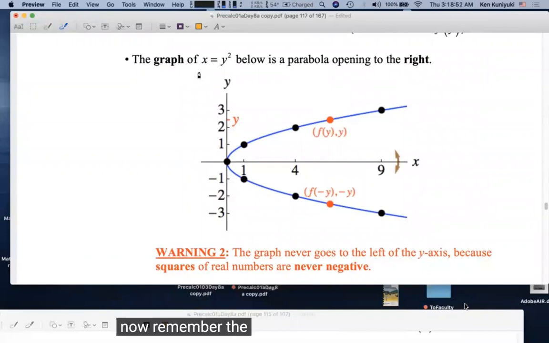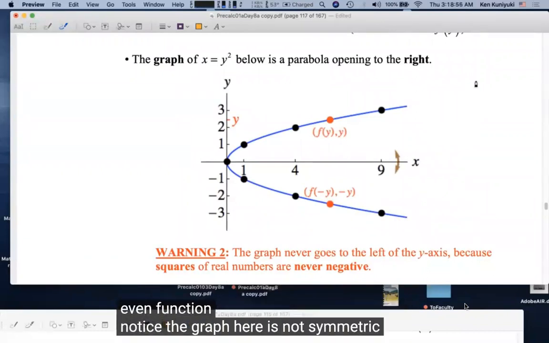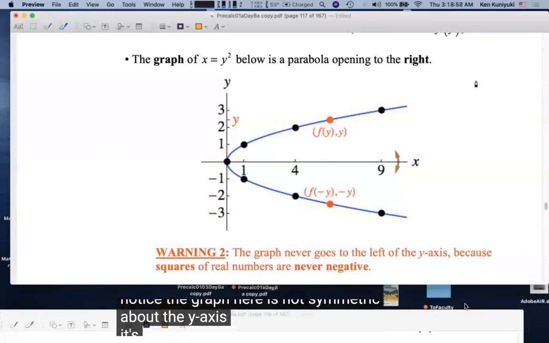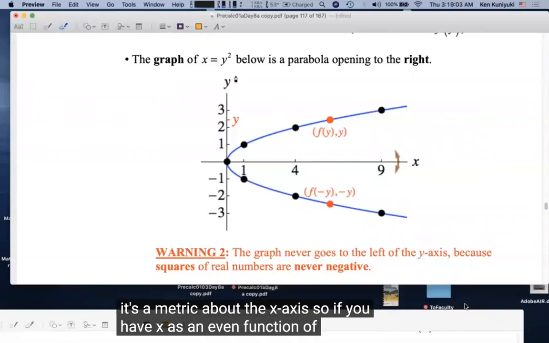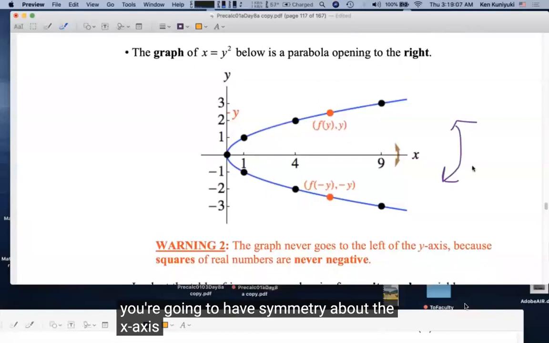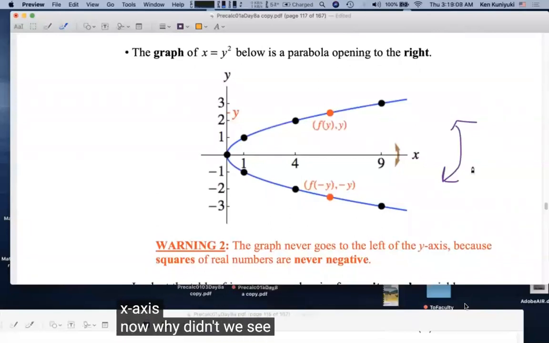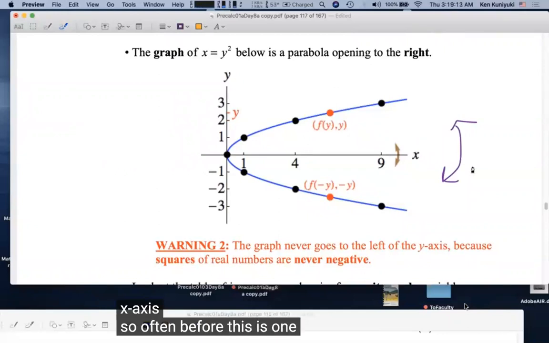Now, remember, the squaring function is an even function. Notice the graph here is not symmetric about the y-axis, it's symmetric about the x-axis. So if you have x as an even function of y, you're going to have symmetry about the x-axis. Now, why didn't we see symmetry about the x-axis so often before? This is one of the few times we've seen symmetry about the x-axis.